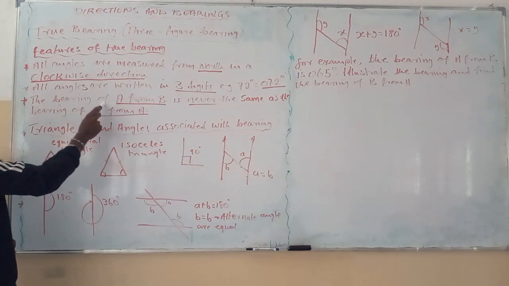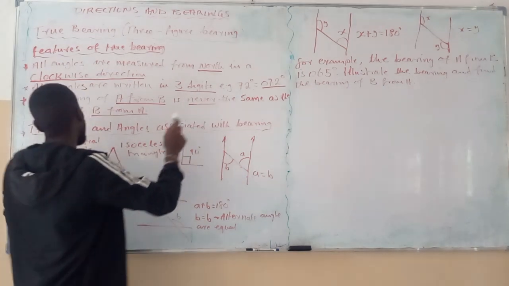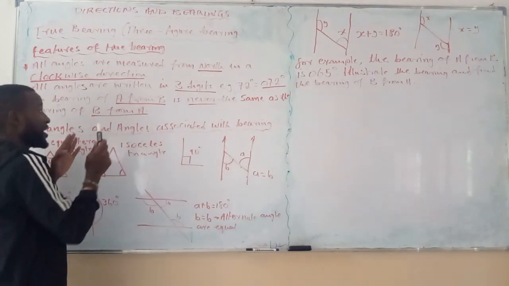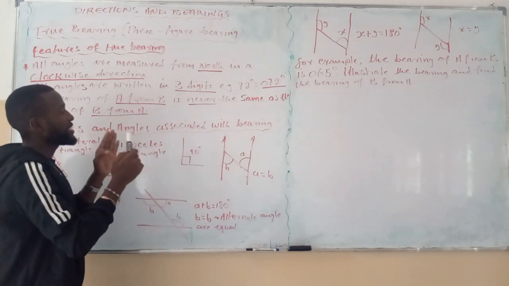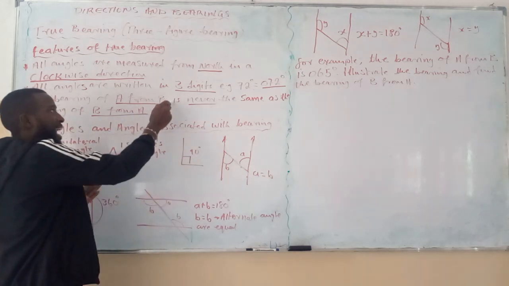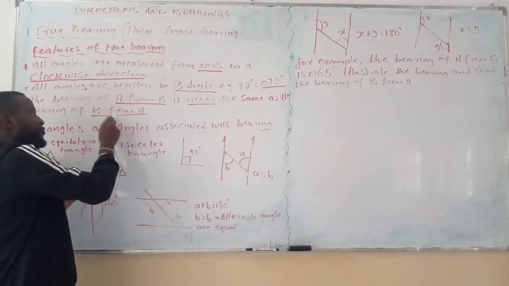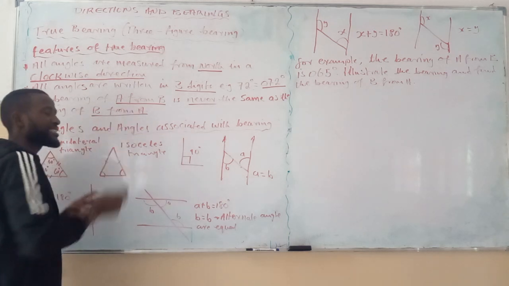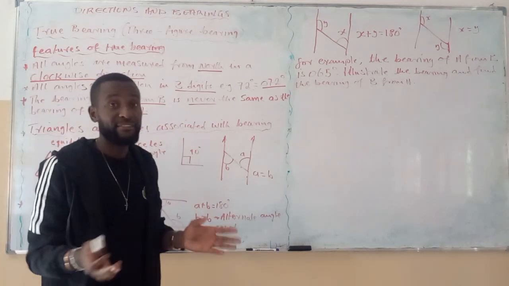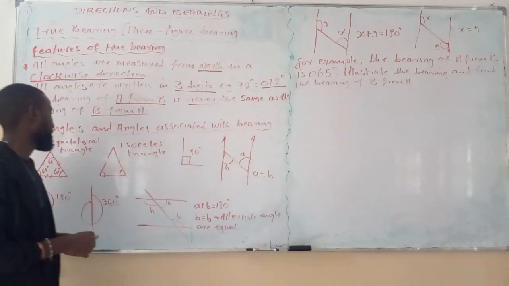The bearing of A from B is never the same as the bearing of B from A. Keep in mind, A from B means you should come from B and go all the way to where A is. And B from A, come from A and go to B. So these bearings can never be the same. We shall look at it in the examples.